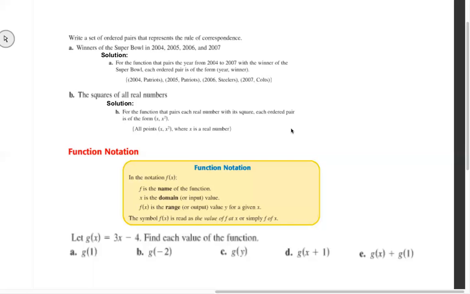So there you go. All of that is a function. Despite the fact that the Patriots won two years, it's still a function, because it's not like you had two Super Bowl champions in one year. You didn't have co-champions.